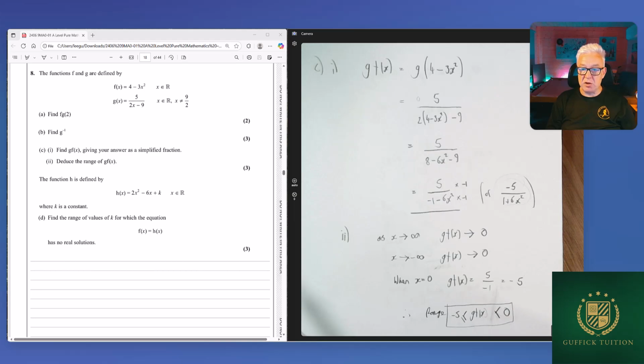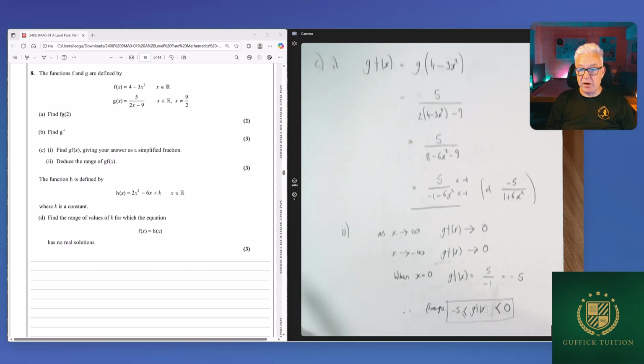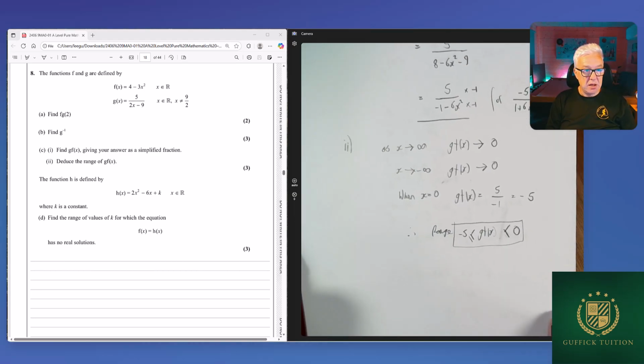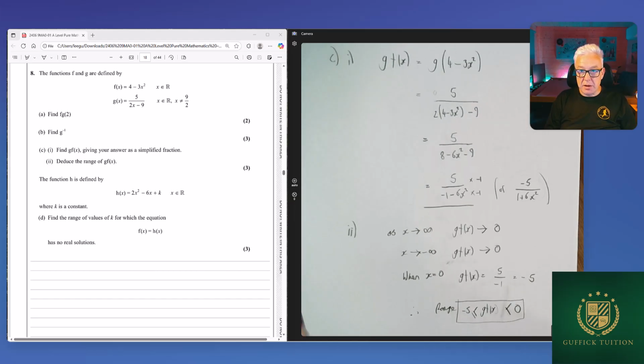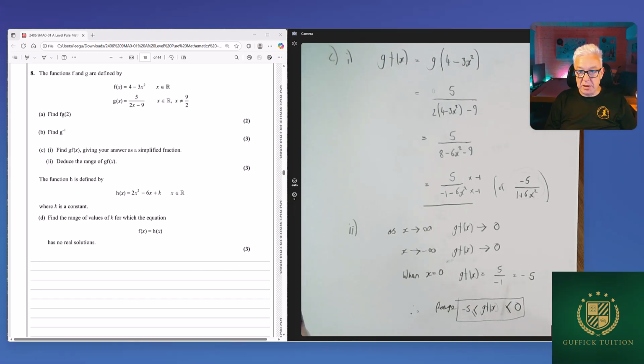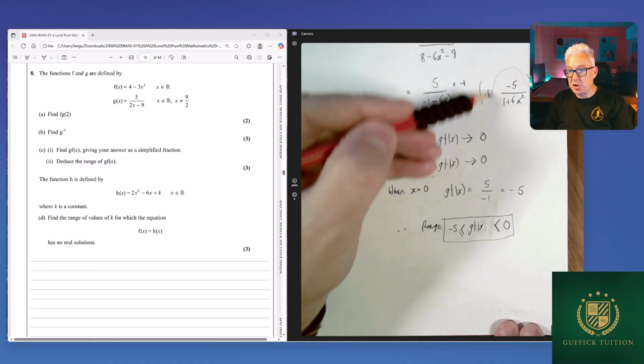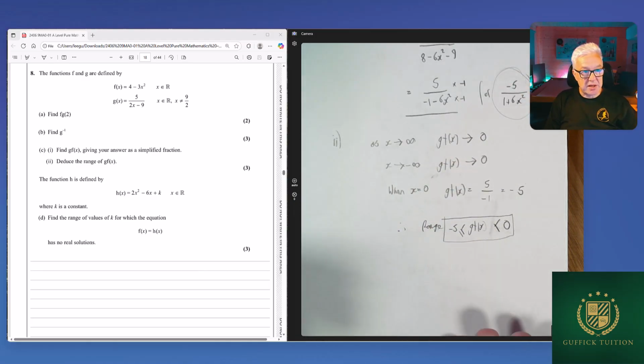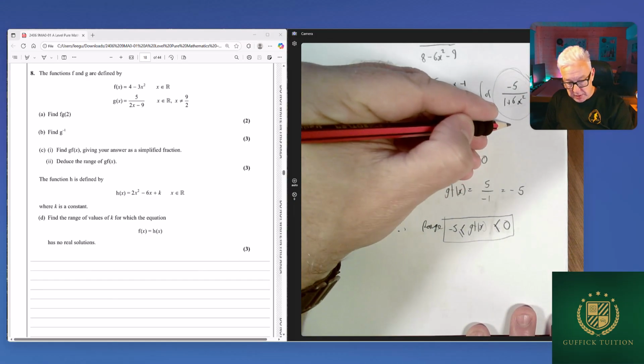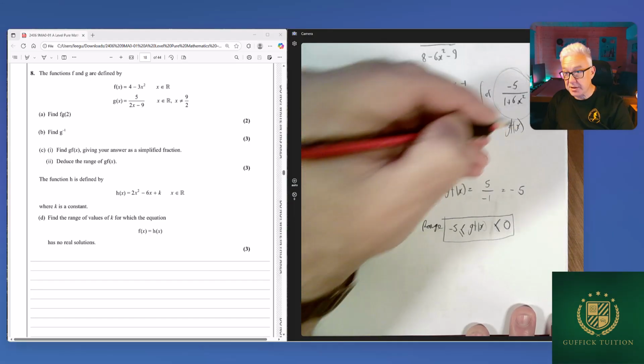Deduce the range of g of f of x. Okay, now this is interesting. So let's have a think. I know that in my experience, students do find this a little bit tricky. So we've got our expression. This is our expression for our g of f of x. Let's just write that down so we know that's our g of f of x.